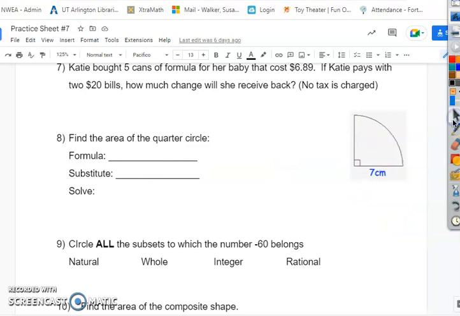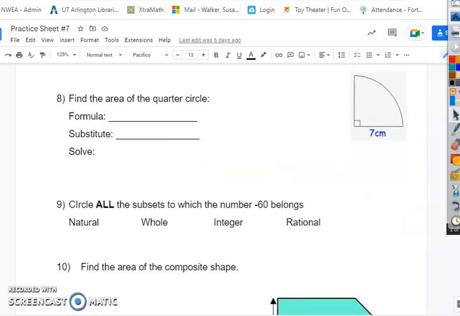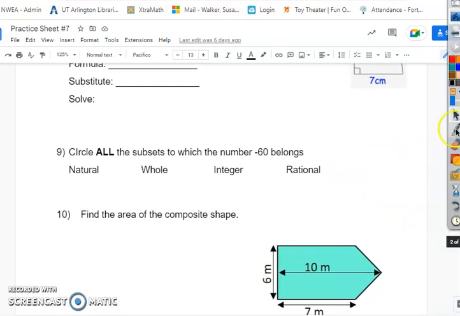Number 9. Circle all the subsets to which -60 belongs. Okay? So let's think about it. We have our first one, which is natural. Natural starts with 1, 2, 3. Well, there's no negatives here, so it's not that. Then we get to whole. Hopefully remember whole. Whole starts with 0, then 0, 1, 2, 3. So -60 is not in there.